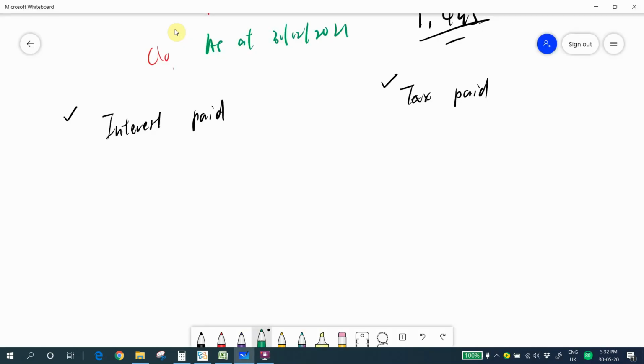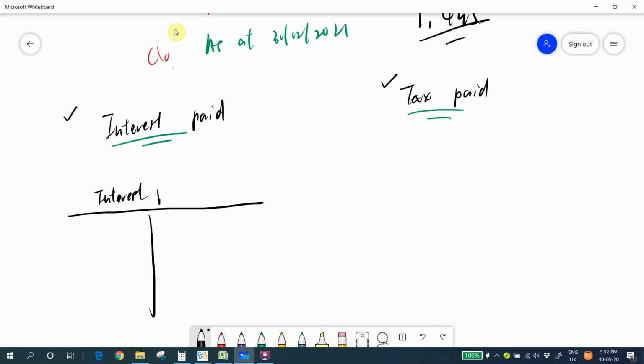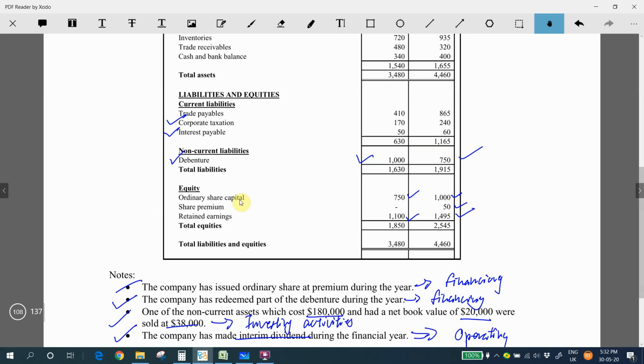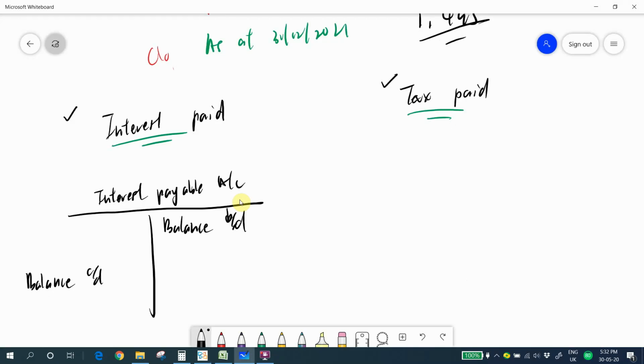So we start from the interest payable account. Our interest payable account will be like this. This interest payable account is under current liability, so we know that the opening balance is on the credit because it's a liability, and the closing is on the debit. The brought down amount is 50, the closing is 60.